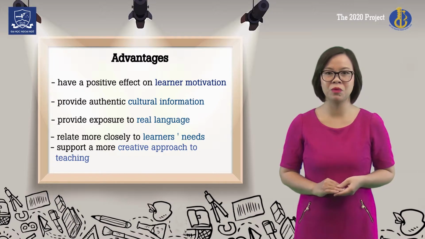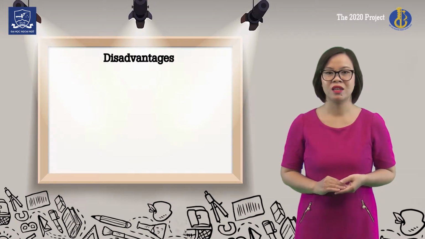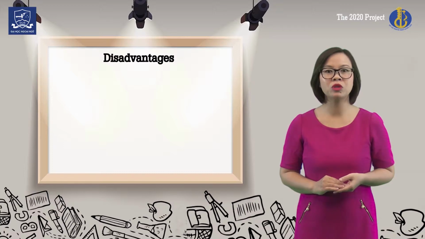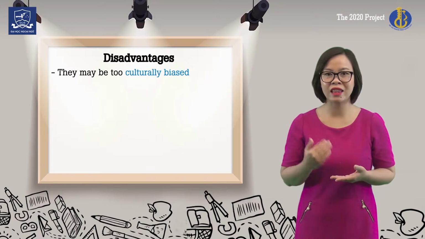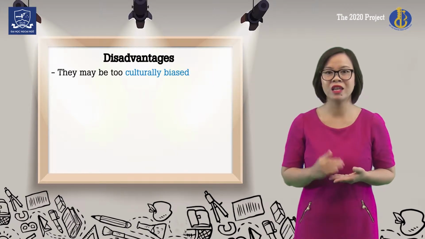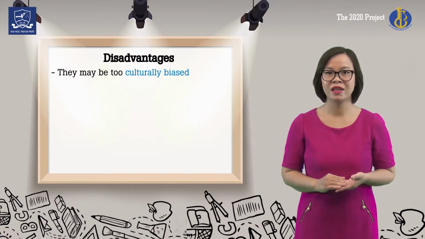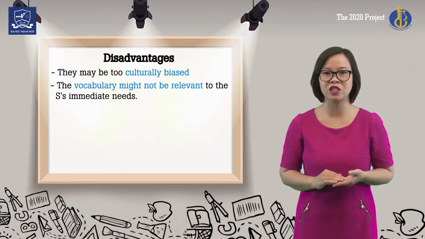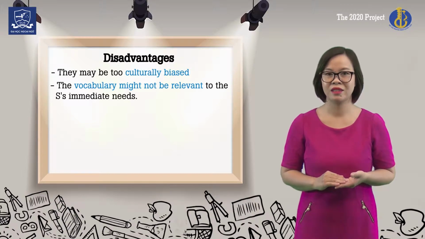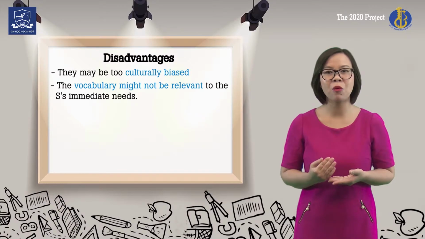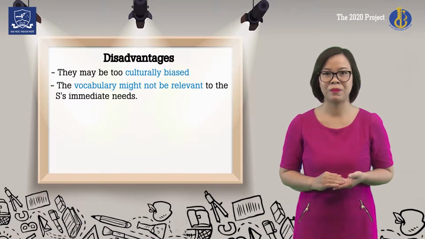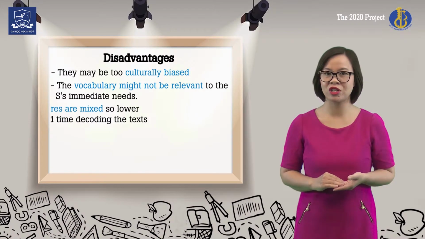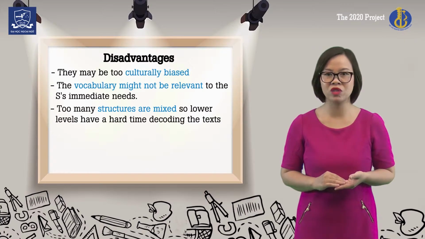However, authentic materials have such disadvantages. First, they may be too culturally biased, because students, without judgment, can think that this kind of culture is typical of one country. Second, the vocabulary might not be relevant to the students' immediate needs. They may have so much vocabulary that is not related to the topic that they are studying about. Next, too many structures are mixed, so lower-level students have a hard time decoding the text.